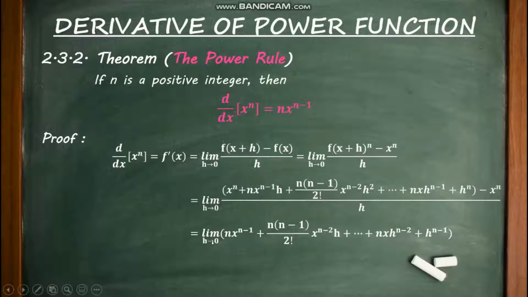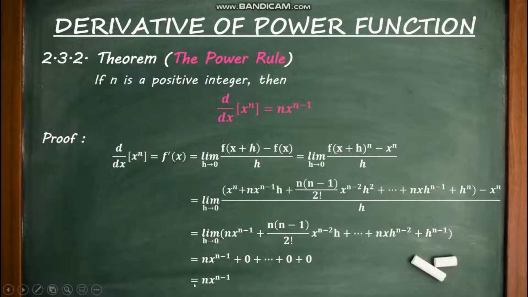And then lastly, we substitute the value of h with 0, which means that any part that has h will be equal to 0, since any number times h, which is 0, is equal to 0. Here we see that this is the only part that doesn't have h in it; this has h, and so does this, and so does this, and any element here will have h, and surely it will equal 0. So we will get n x to the power of n minus 1 plus 0 and so on until plus 0.